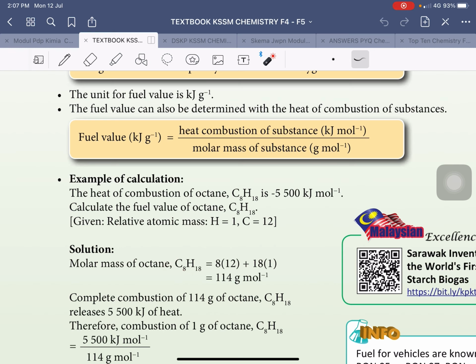Okay? C8H18. So what you do is you just replace with the molar mass of C inside it. Macam kita kira biasa tu, you already learned in form 4. Okay, so this is the example of calculation. Let me show you, okay? The heat of combustion of octane. Octane is the 8th member of alkane.